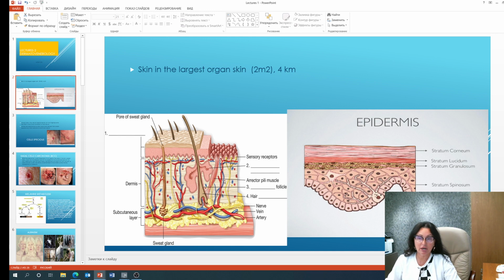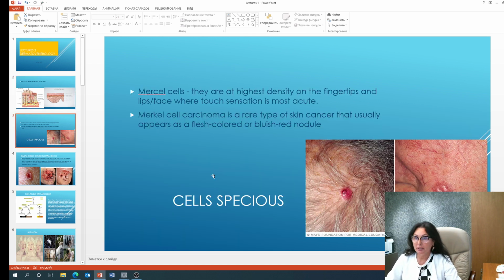structure, amphibitic structure into the dermis, a lot of supply nerves, sebaceous glands, sweat glands, hair follicles, a lot of nerve endings, and so on. Merkel cells, the special cells in the skin. They are at highest density on the fingertips, lips, and face, where touch sensation is most acute. Merkel cell carcinoma is a rare type of skin cancer that usually appears as flesh-colored or bluish-red nodules.